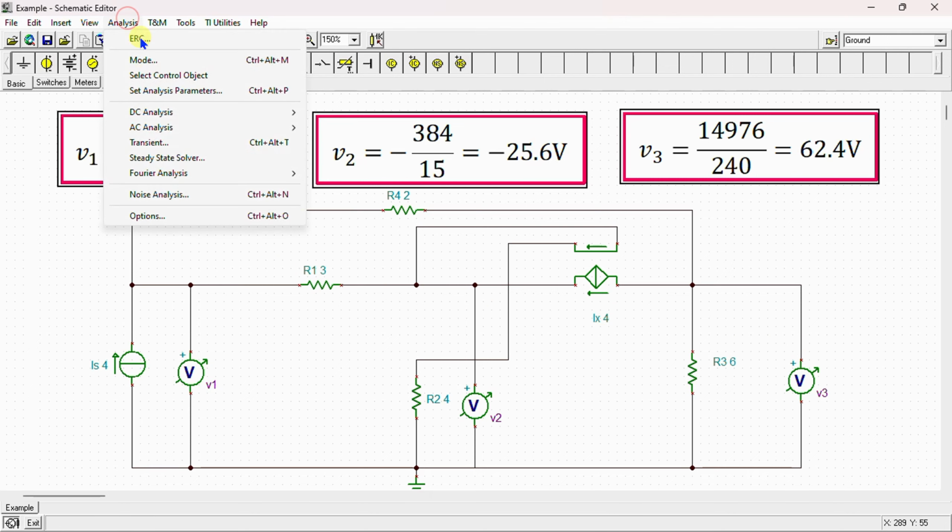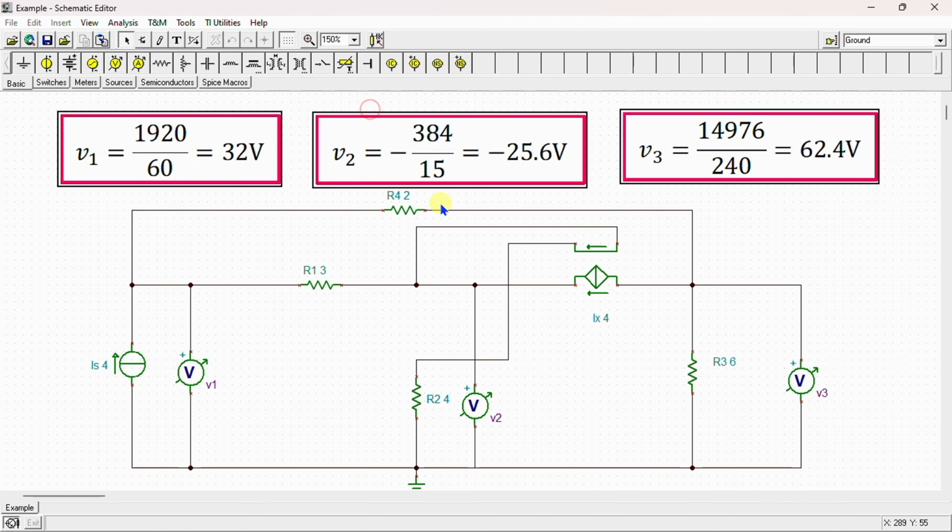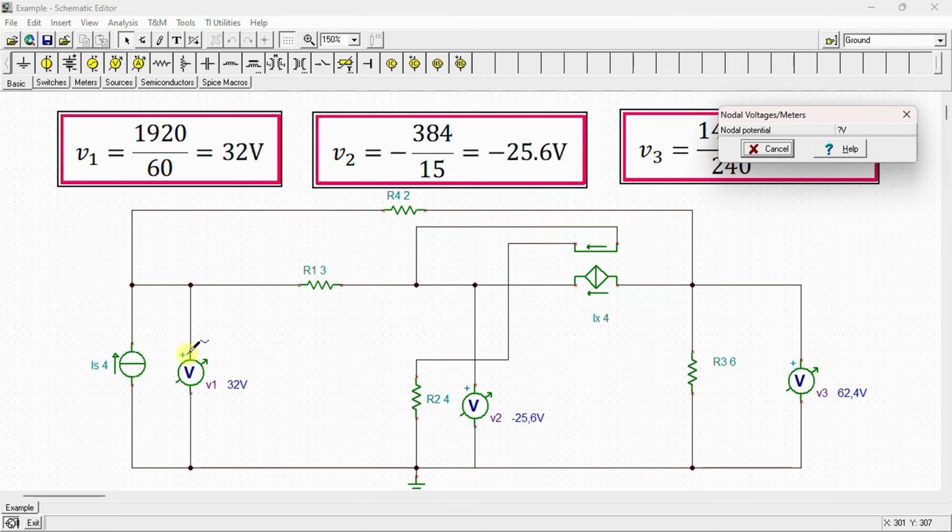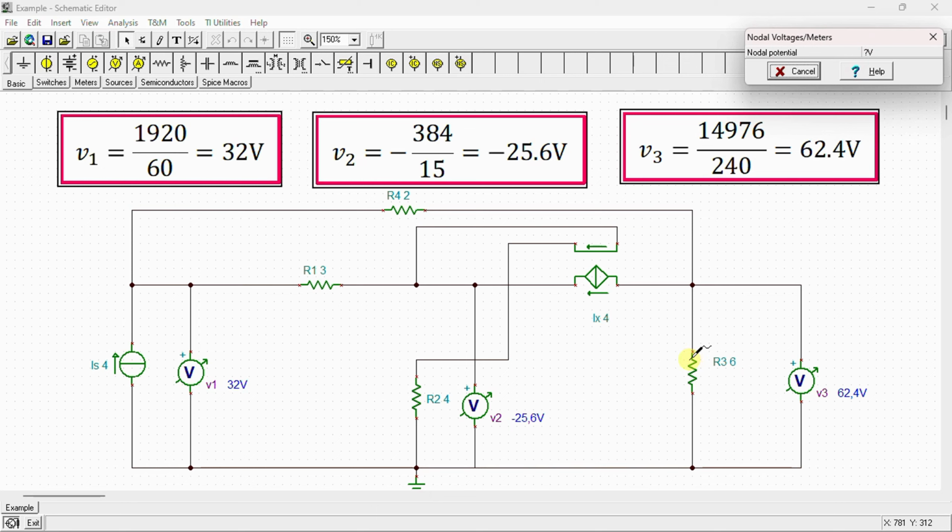Let's move on to analysis, DC analysis, calculate nodal voltage. We can see here that V1 is equal to 32, V2 is equal to negative 25.6 volt, and V3 is equal to 62.4 volt. Upon completing the circuit simulation, we can clearly observe the similarity between the simulation and calculation result. This serves as a validation or verification of our work.